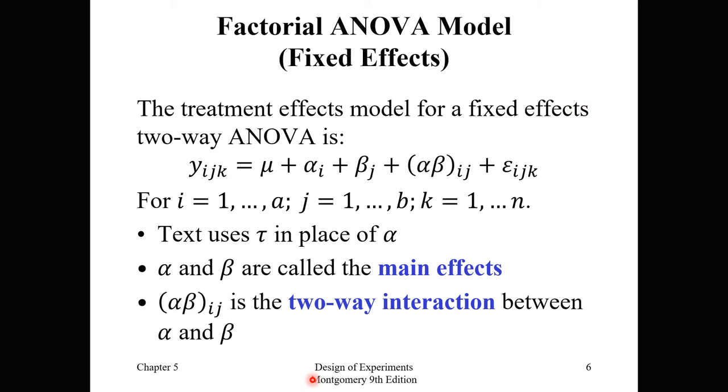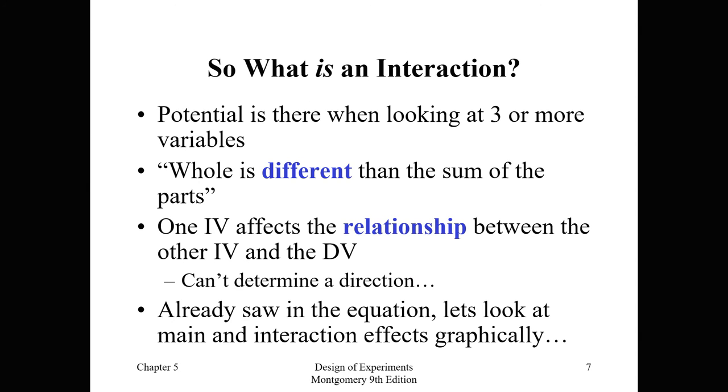The alpha beta term is called the two-way interaction. Two-way because we've got two variables. You can have 3, 4, 5-way interactions. This is the two-way interaction, just like a two-way ANOVA, between alpha and beta. So that's what this term is in our model. This is our interaction term expressing the two-way interaction between alpha and beta. So let's go on and dive into this. What is the interaction?